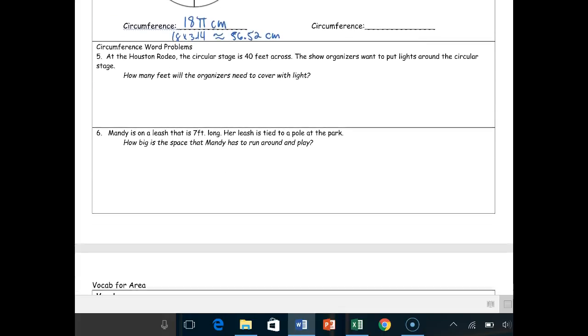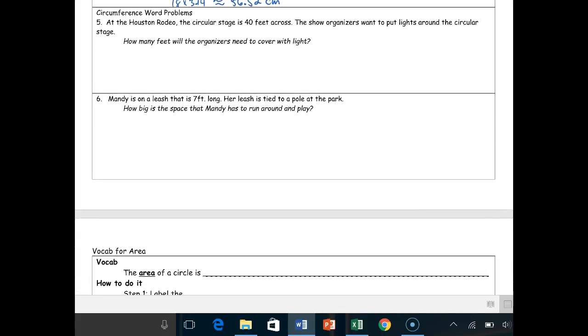All right, so some word problems. At the Houston Rodeo, a circular stage is 40 feet across. Always helps to draw this out. So draw your best circle. Draw the measure of 40 feet across. The show organizer wants to put lights around the circular stage. So they want to put all these little lights, little Christmas lights all the way around, right? So what do we need here? We need a measure of the circumference of the circle, right? So how many feet will the organizer need to cover with lights?